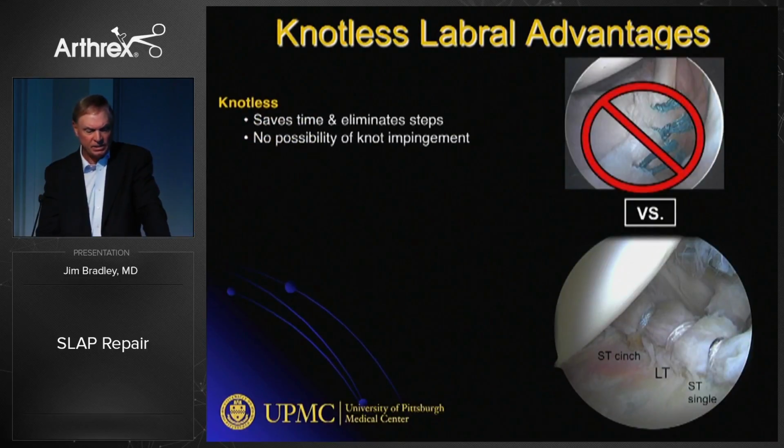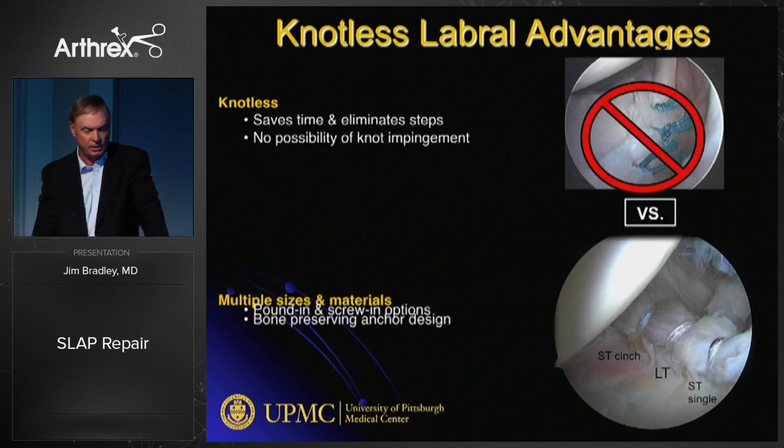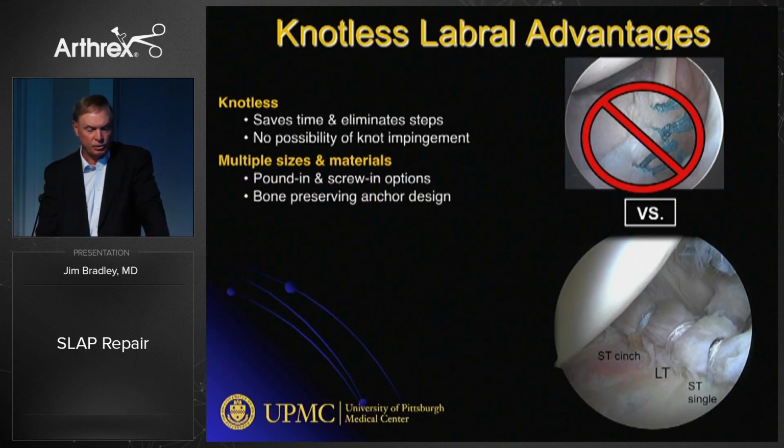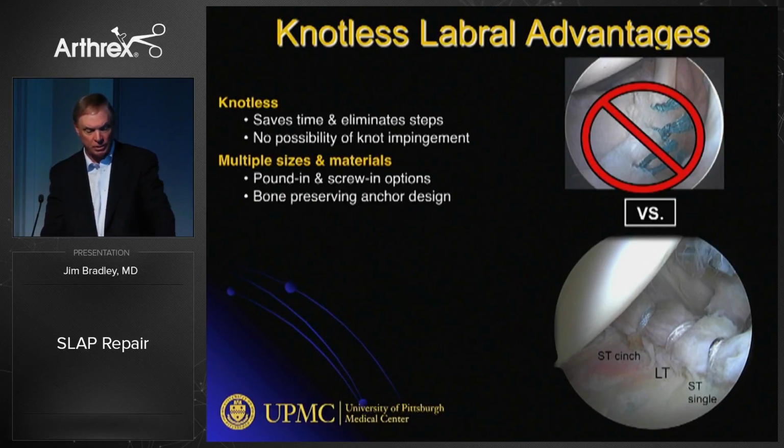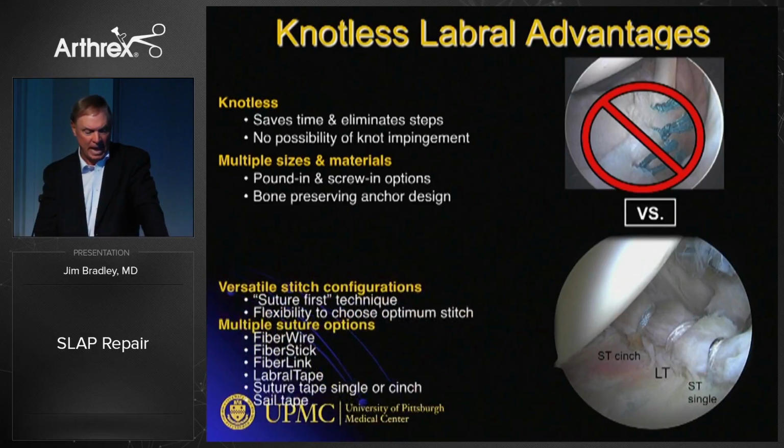So the knotless advantages I'm going to try to give you: it saves time, eliminates steps. There's no possibility of knot impingement. You have pound-in screws, and you also have other screw-in options. So if you don't like that, you can use a screw-in option. It's bone preserving. It's in the anchor design.